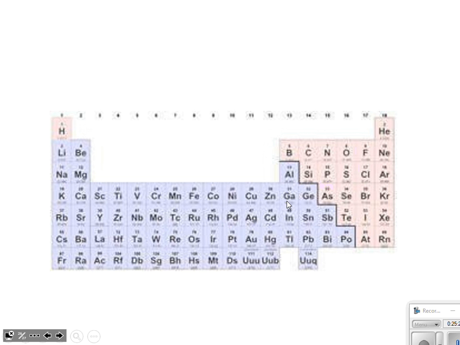So, right here, gallium. What do you think about gallium? Gallium's a metal. What about germanium? Germanium's a metalloid. Arsenic? Metalloid. Selenium? Nonmetal. Iodine? Nonmetal. Tellurium? Metalloid. We talked about antimony, right? So we look at that, we can tell.